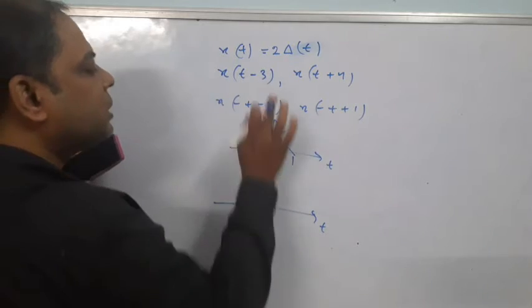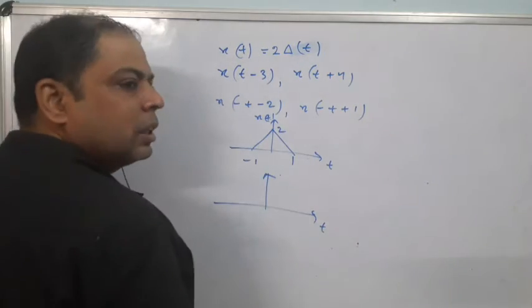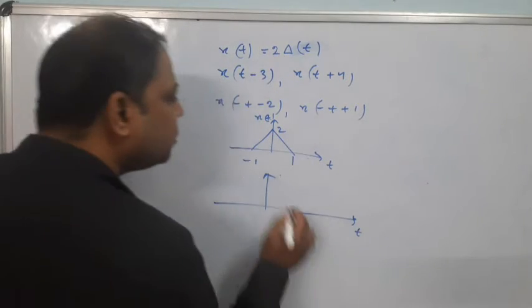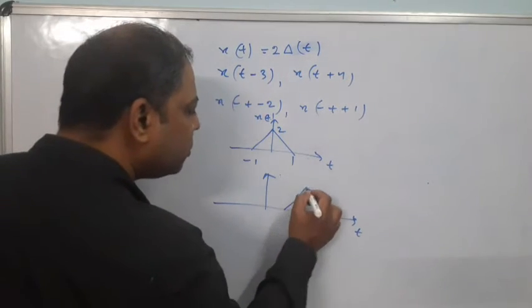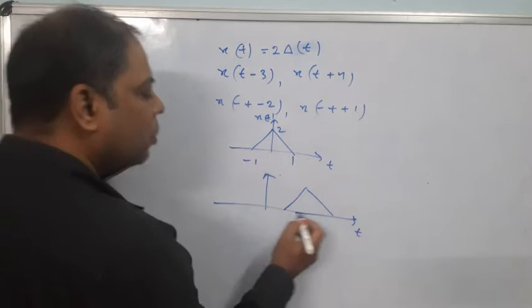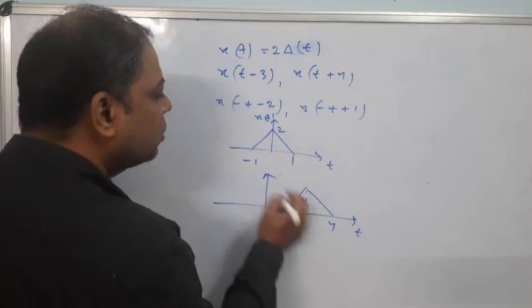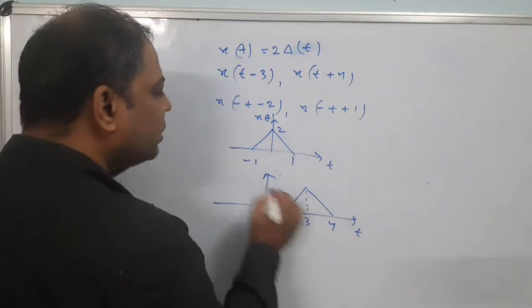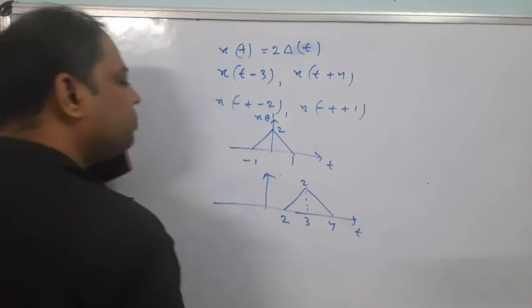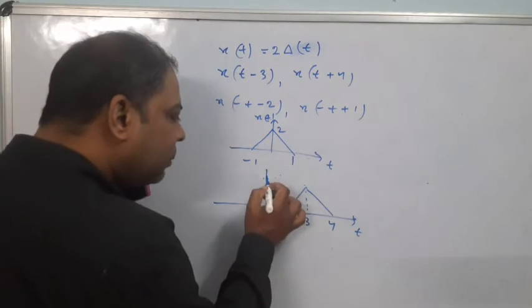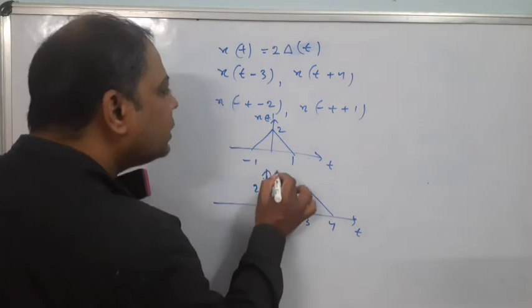So here x(t minus 3), this pulse is shifted towards the right by an amount of 3. If you shift towards the right, then minus 1 plus 3 is 2, it will start from 2, and 1 plus 3 is 4. This is 2, this is 4, and the middle point is 0 plus 3, which is 3. The height will not change, the height is also 2.